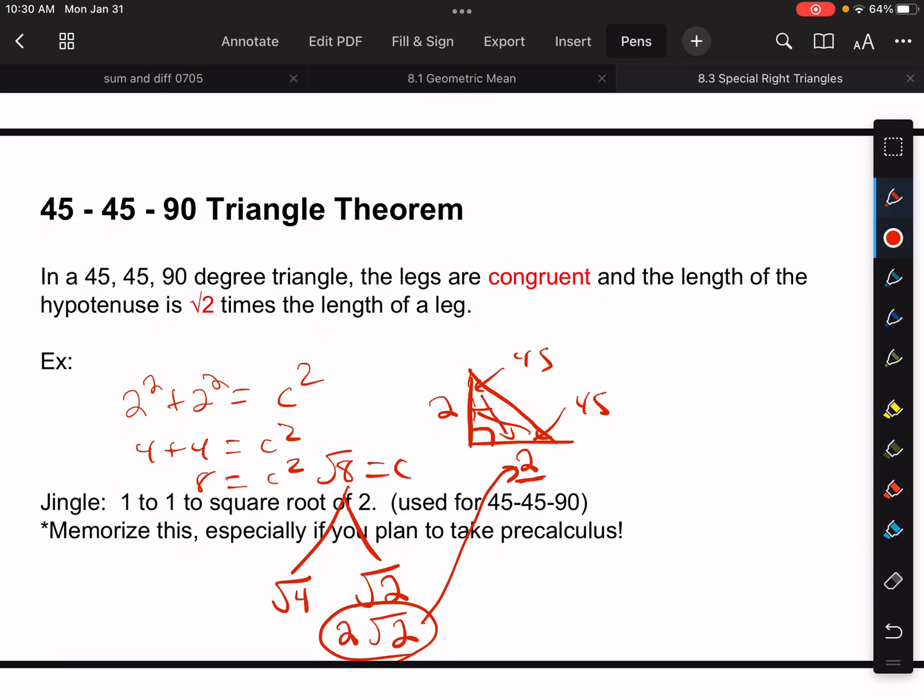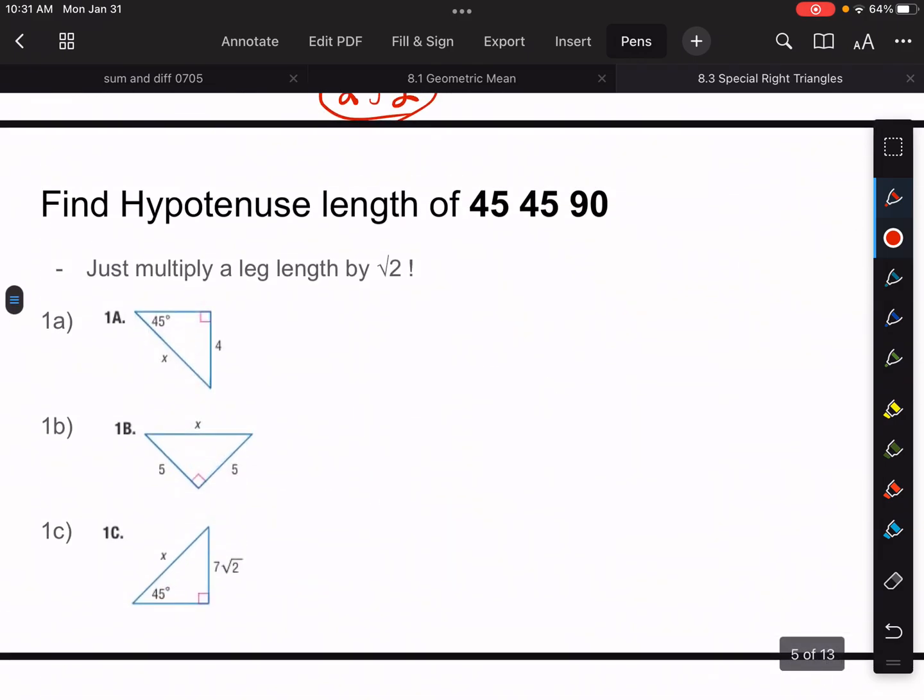What I like to do when I memorize this is a little jingle in my head: with the 45-45-90, it's a 1-to-1 to square root of 2 rule, where the hypotenuse is always the square root of 2 times whatever the length is. 1-to-1 means if we know one side length, then it's a 45-45-90, and you know the other one. So if this was 2, this has to be 2, and this would have to be 2 times root 2. Let's go ahead and try this out.